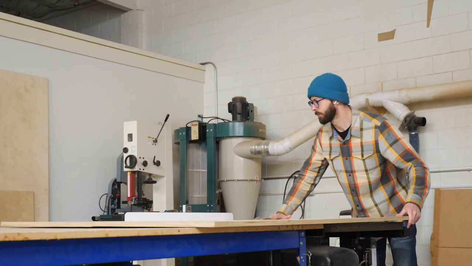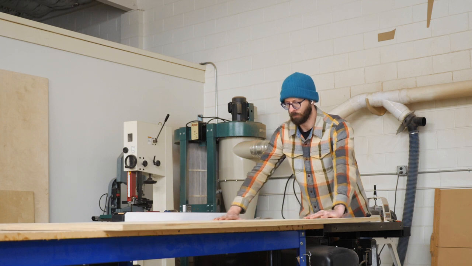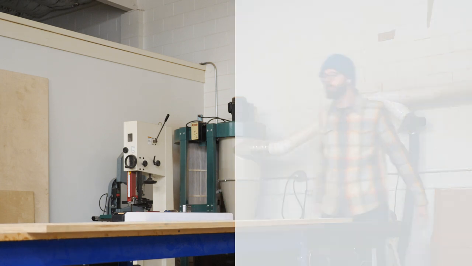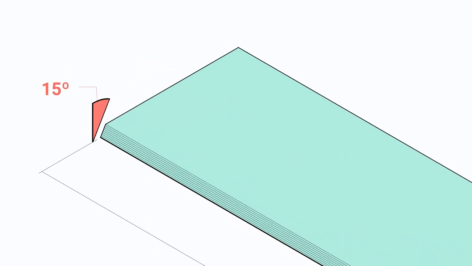Then finally, I'll rip my plywood shelves to their finished width, which is going to be 11 3/4 inches wide. And this is optional, but I'm going to tilt my blade to 15 inches when I make my last cut so that I end up with a bevel on the front edge of my shelves.